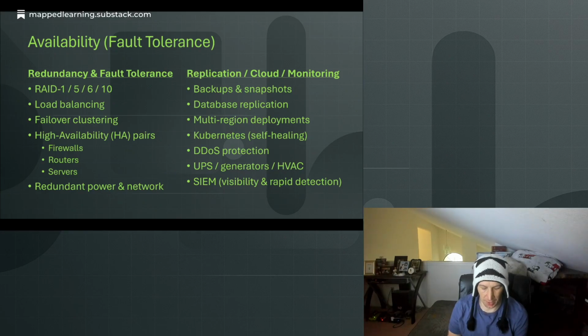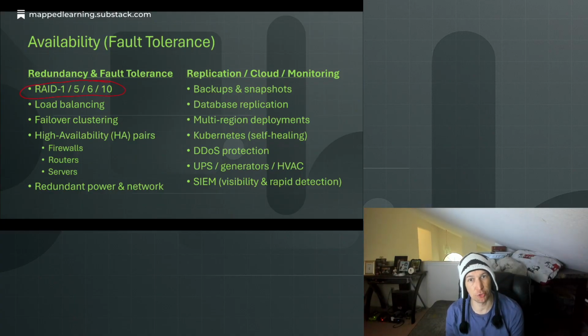On the left-hand side, I have redundancy, which is copying or having a separate path for something. And then fault tolerance is for directly preventing something from failing. Okay. RAID, I will probably create a single lesson just on RAID. It's that important. But this is hard drives, hard drives that you use in your computer.